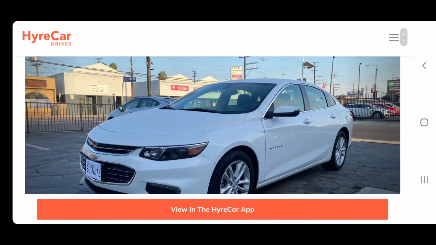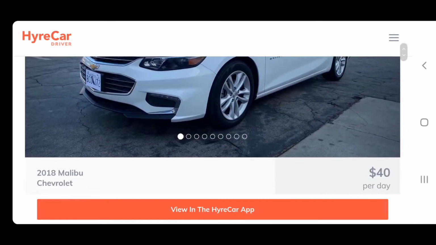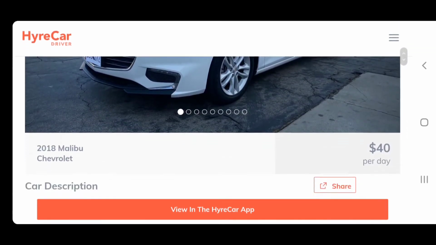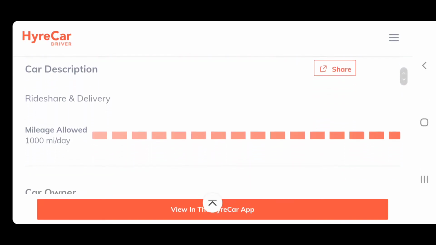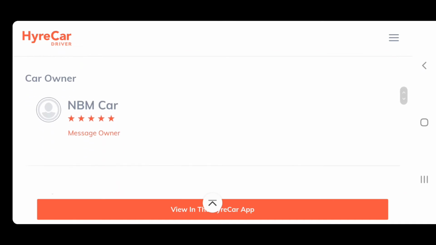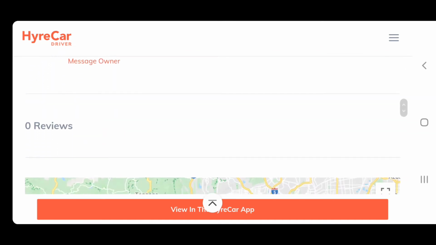Now I can check out this listing. So this 2018 Malibu Chevrolet is being rented for $40 per day, as it stated on the map as well. They're offering 1,000 miles per day. Car owner is this person, NBM Car. Shout out to them.